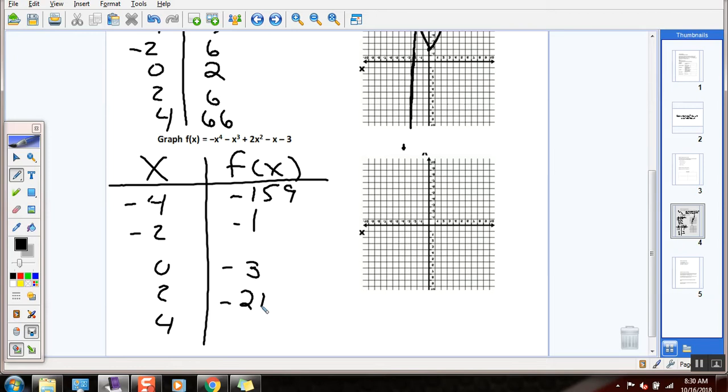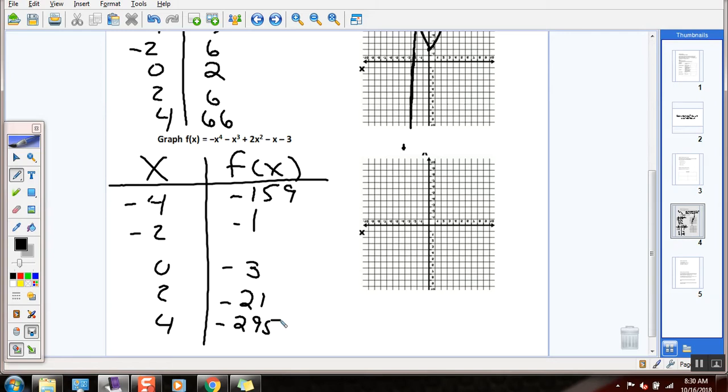Maddie, type these numbers in for me. Go -256 minus 64 plus 32 minus 4 minus 3. -295. -295.